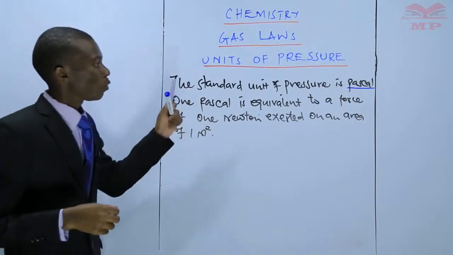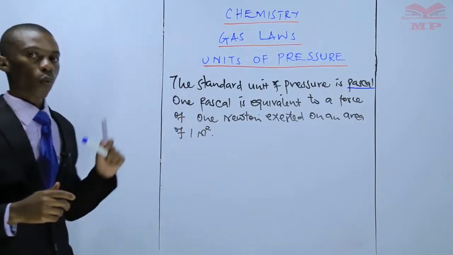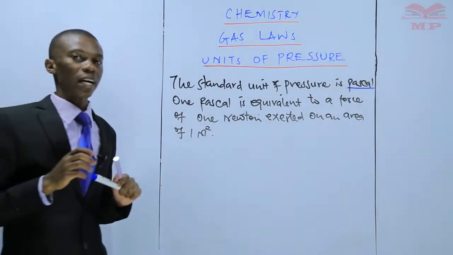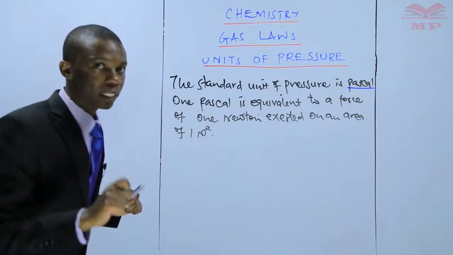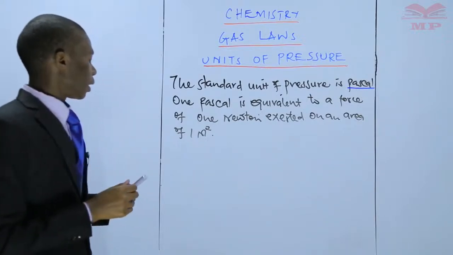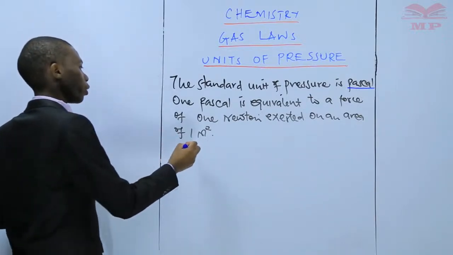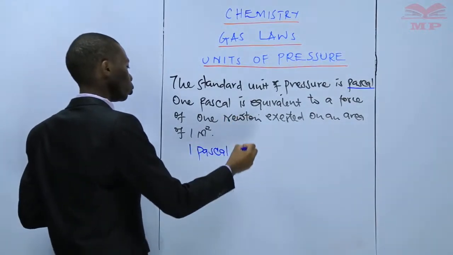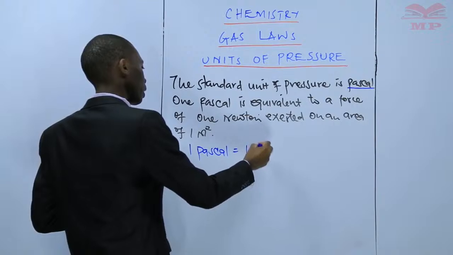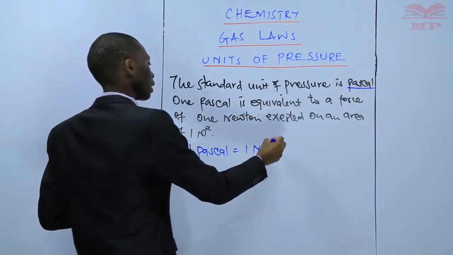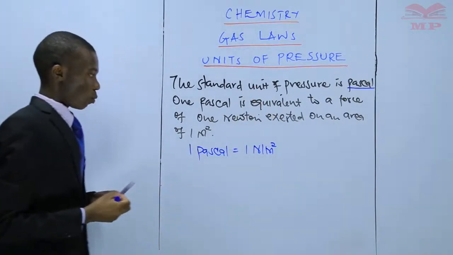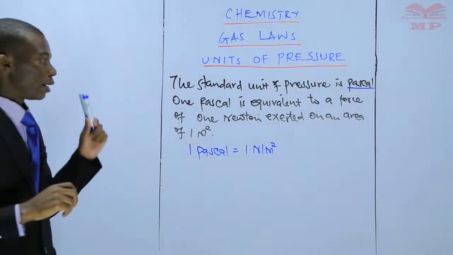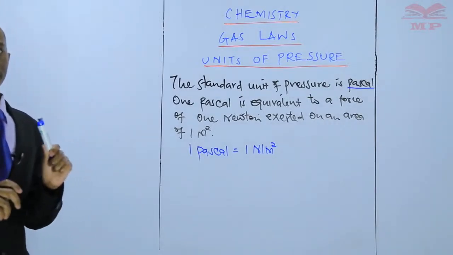So 1 Pascal is equivalent to a force of 1 Newton exerted on an area of 1 meter squared. Therefore, we can say that 1 Pascal is equivalent to 1 Newton per meter squared.